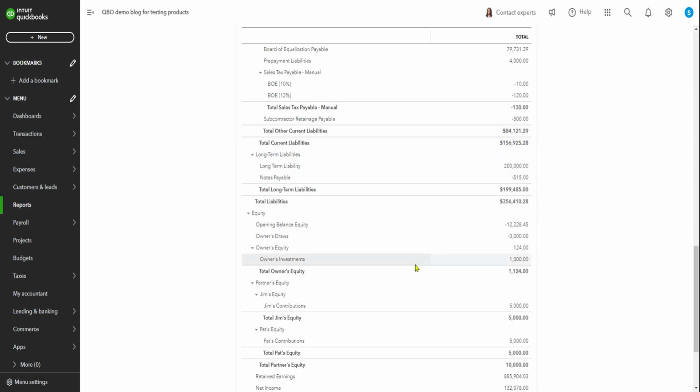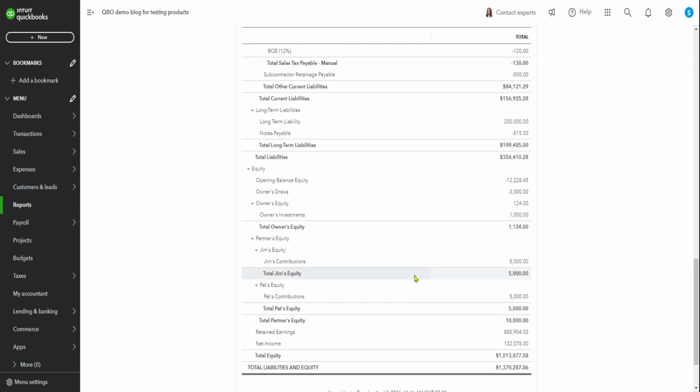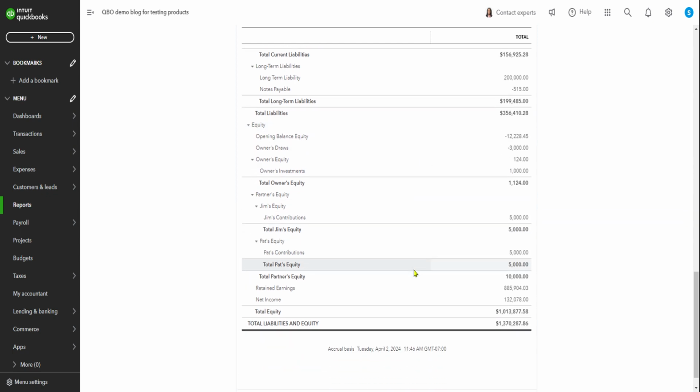Okay, and then come down to your equity side. Your equity side is the money you put in for your business and the money you make from your business. So that's your equity. Whenever you have net income that's positive, that means you're making money. If it's negative, you're losing money.